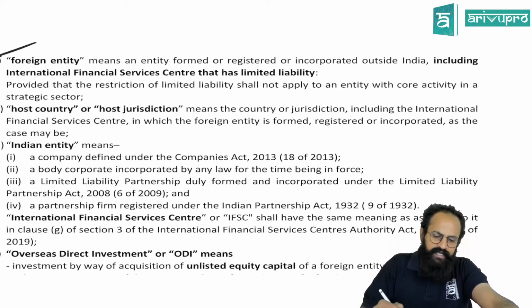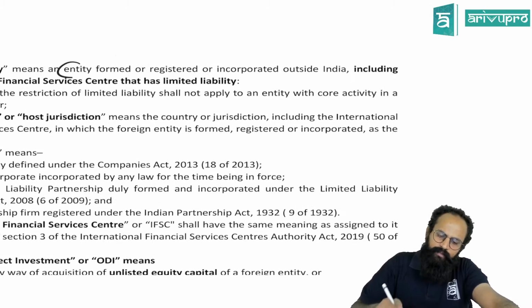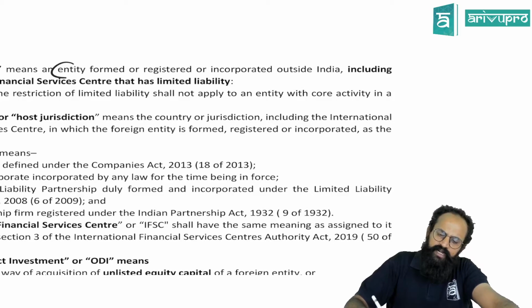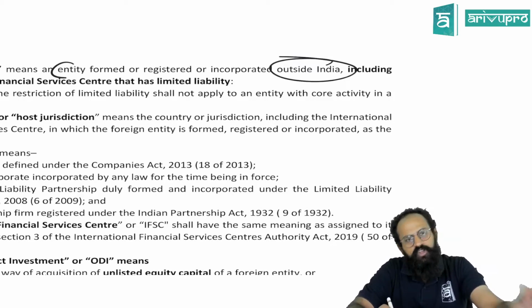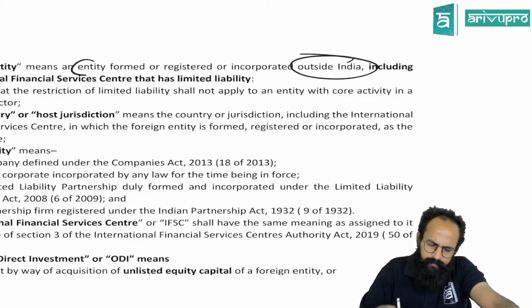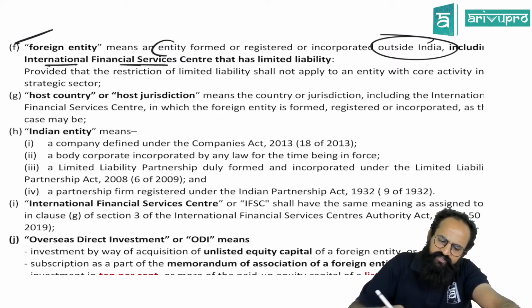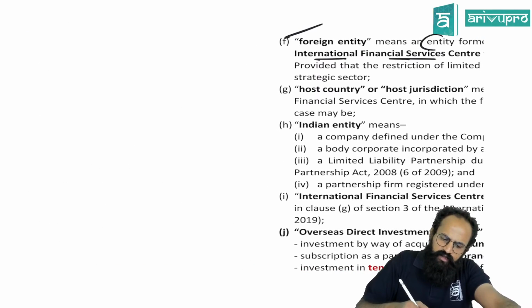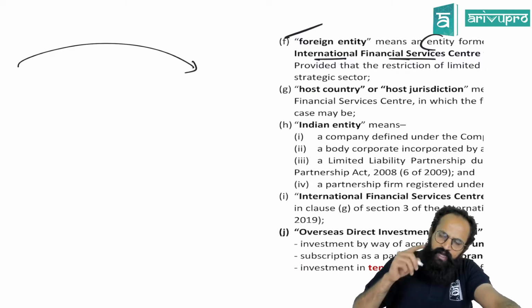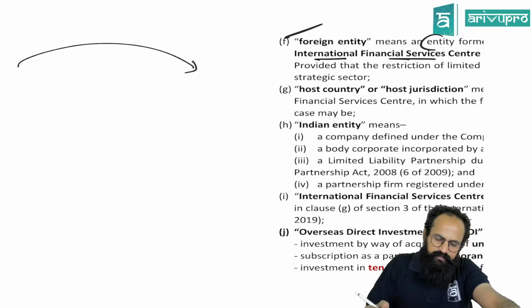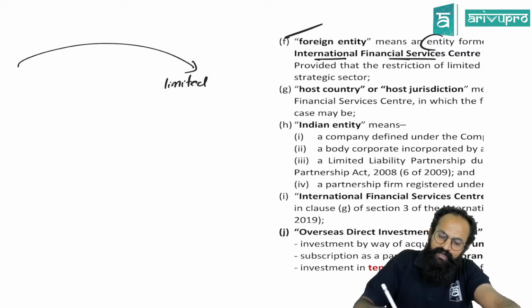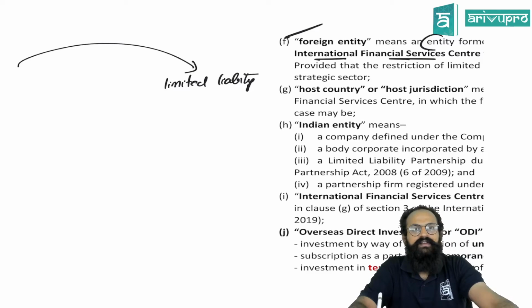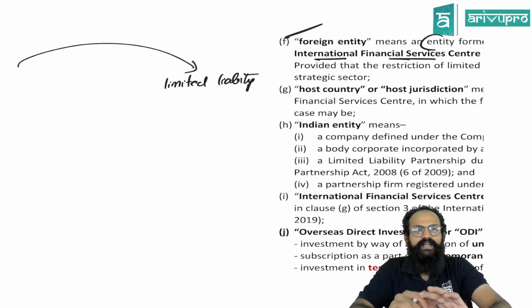Okay. Sir, what do you mean by foreign entity? Foreign entity means an entity formed, registered or incorporated outside India, including IFSC, that has limited liability. Meaning, an entity registered outside India with limited liability; unlimited liability is not allowed. The capital of the company should always be limited. Only limited liability companies are allowed.